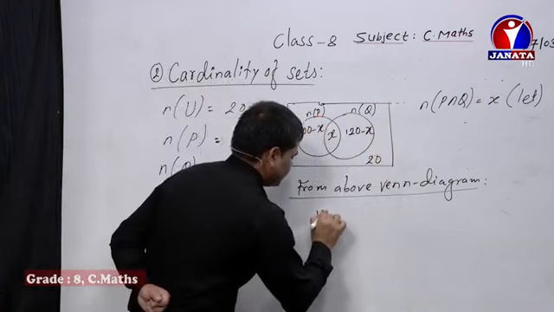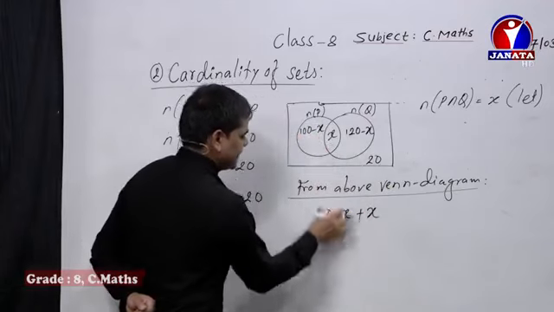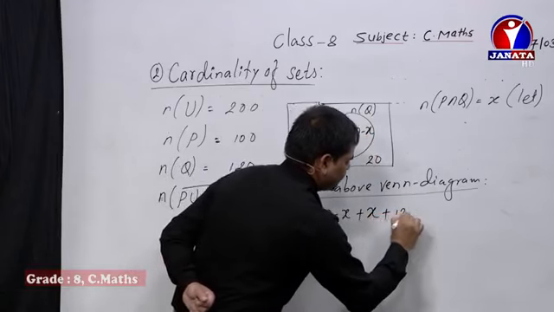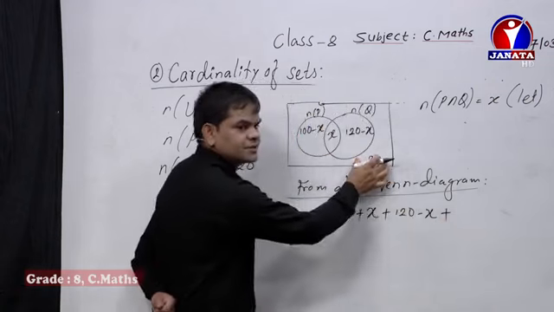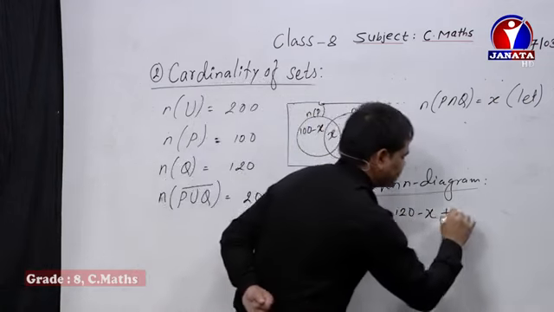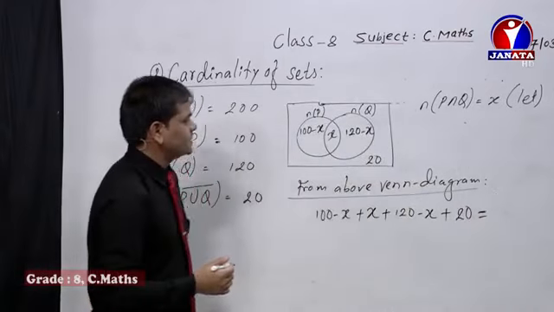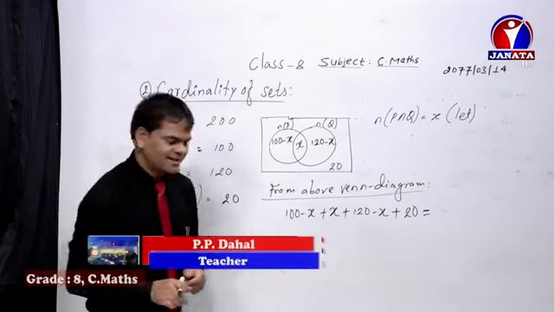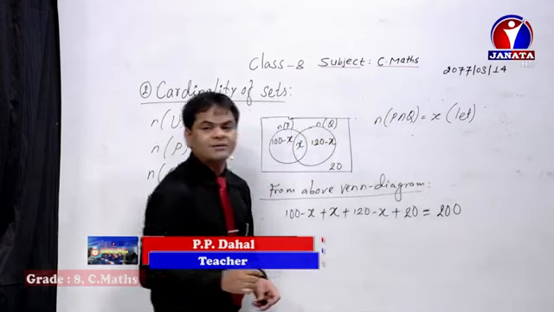So 100 minus x plus x, plus 120 minus x, plus, do not forget to keep this one also, 20. And all together, by adding this information of the Venn diagram, the value must be 200. So let's keep here 200. Now we can solve this to find out the value of x.